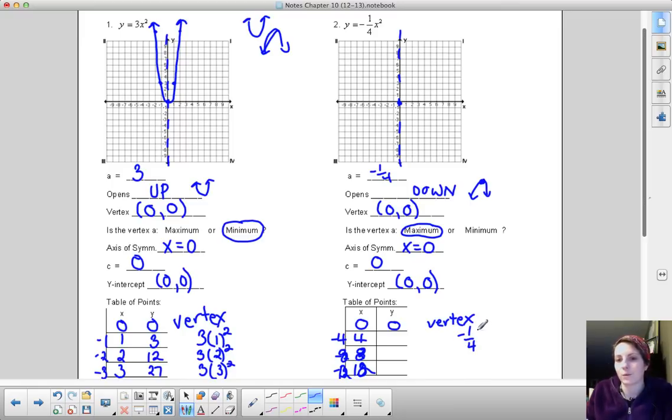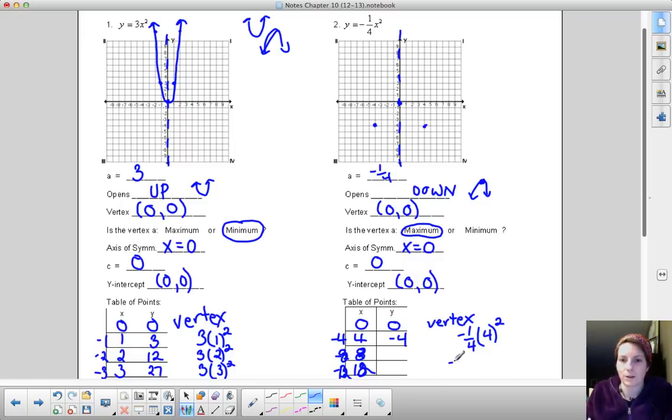Plug it in. Negative 1/4 times 4 squared. 4 squared is 16 times negative 1/4 should give you a negative 4. So at positive 4, negative 4. At negative 4, I also have negative 4. The axis of symmetry reflecting our points.